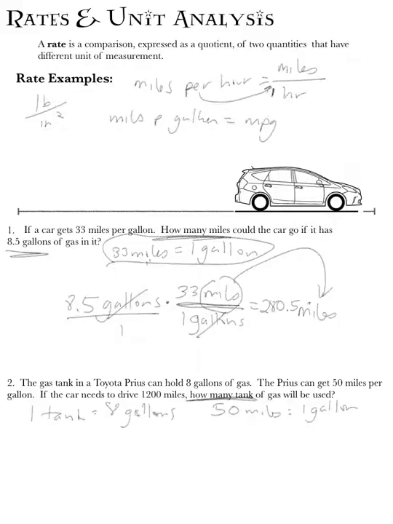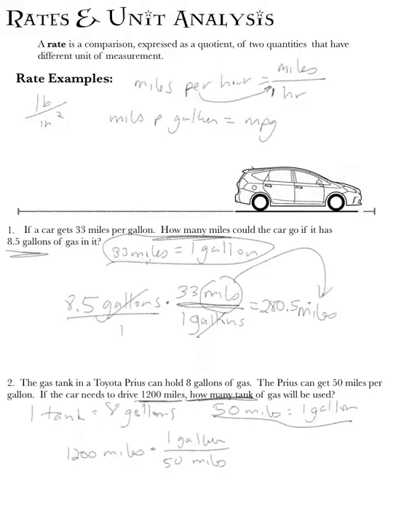We want to end up with tank. We're starting off with miles. So I'm putting my starting value here, knowing that whatever I multiply this by, it has to have the word miles in the bottom so I can cross cancel and get rid of miles. The only rate I have here that addresses miles is this one, so I'm going to put 50 miles, 1 gallon on top.